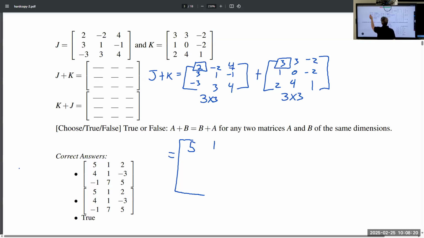So the next thing would be 4 and -2, and that would just give me 2. So I'm just adding entry to entry. That's about as easy as it could get. Then you have 3 and 1 gives you 4. 1 and 0 gives you 1. -1, -2, -3, -3, 2 is -1. 3 and 4, 7, 4 and 1 is 5. Okay. As easy as it could be. Entry for entry.